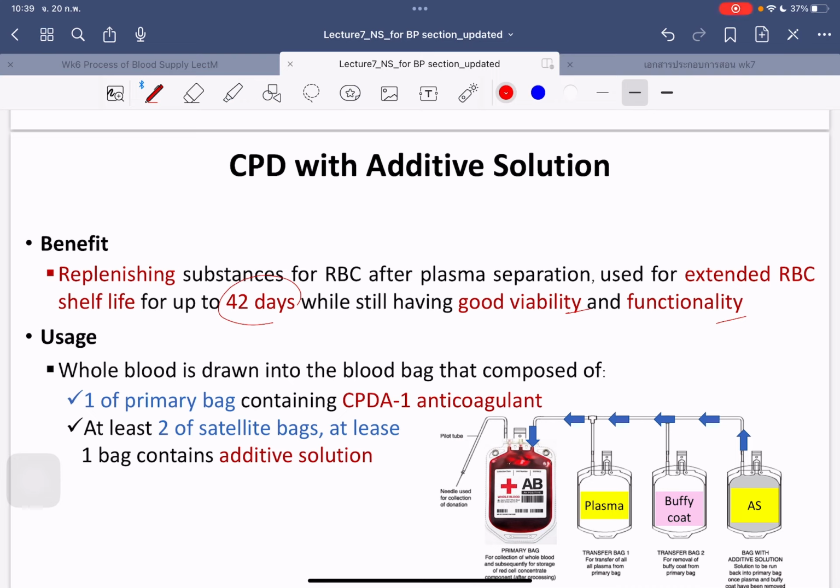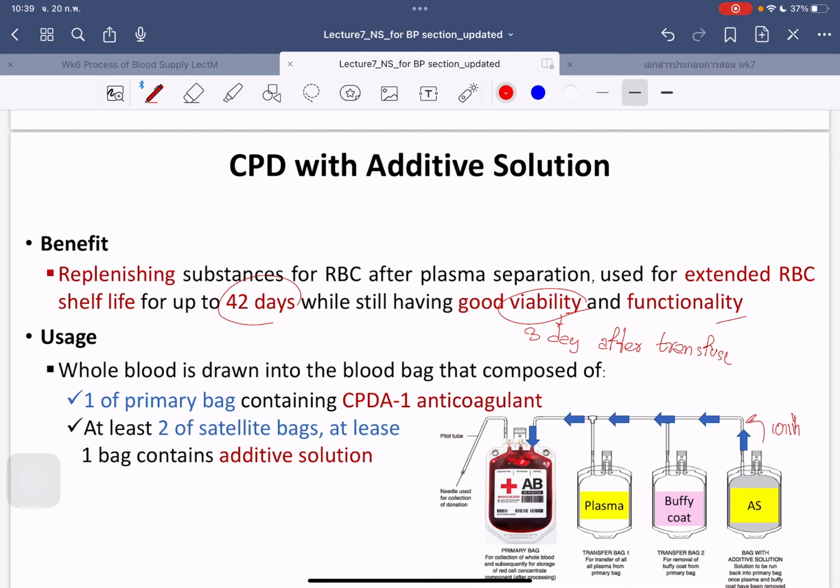So when you use additive solution, when you donate blood, you will have a blood bag like this. Sometimes it will be 3, sometimes 4 blood bags. The first one is whole blood, and the other 2 can be plasma or buffy coat. When you have already separated plasma and buffy coat, you will fill additive solution back into the red blood cells. So if you collect only whole blood, only 1 blood bag, you will not add additive solution to it.